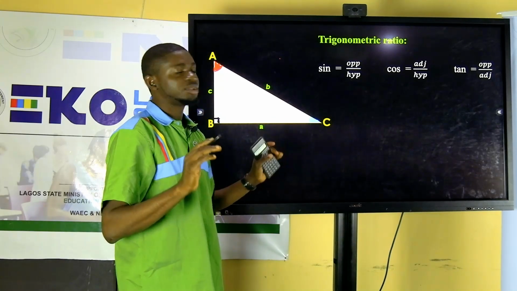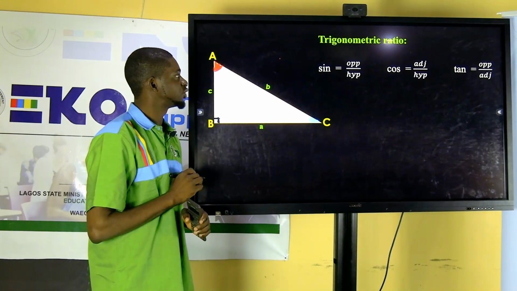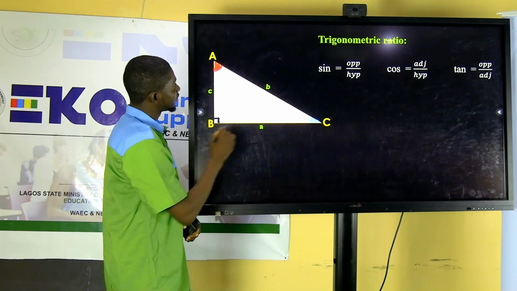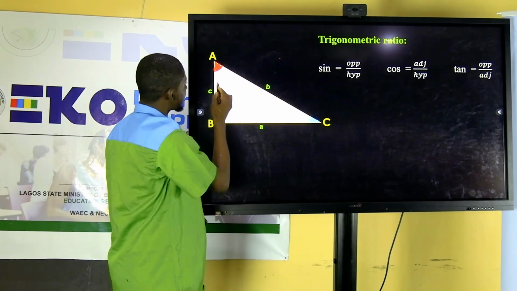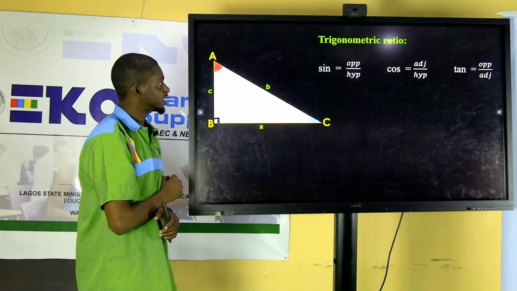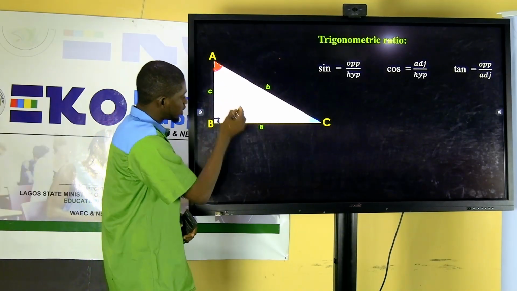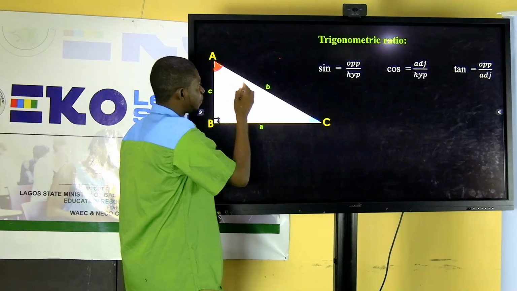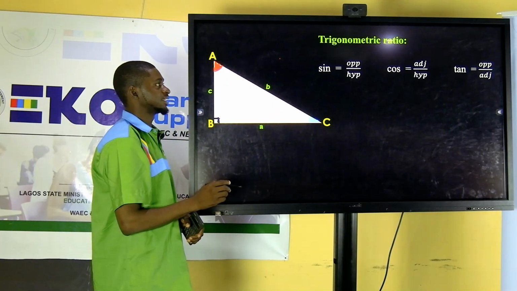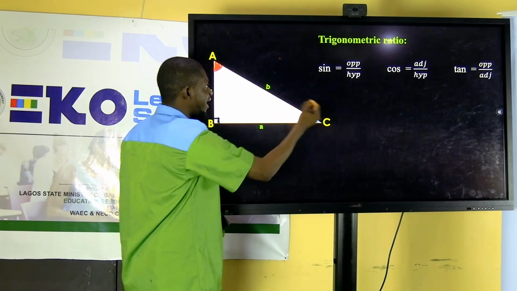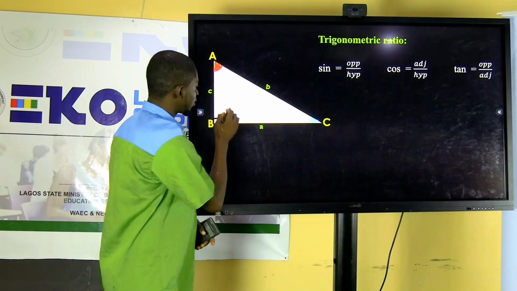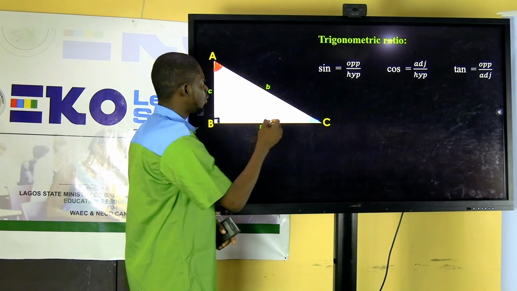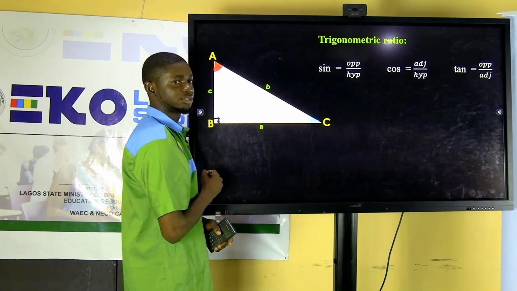So for the three main ratios that we have here, let's now begin to look at it. If we are dealing with angle A, the side facing angle A is the opposite side and the hypotenuse remains the longest side. So sine A will be opposite, which is A, that is the side A over the side B.